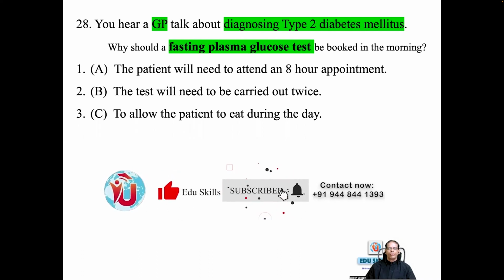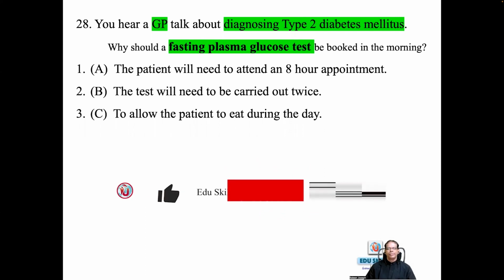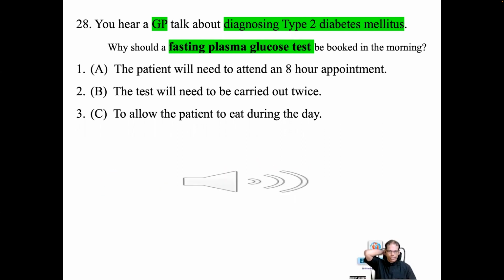Okay, now Lilimol, 1 minute. Can you predict this answer? You know what is glucose, fasting plasma glucose test, right? Without the audio, can you predict the answer? If you have heard it earlier, it's okay. Otherwise, is it possible for a health professional to predict? Why should a fasting plasma glucose test be booked in the morning? Does it require the patient will need to attend an 8-hour appointment? Do they need to be in the hospital for 8 hours?